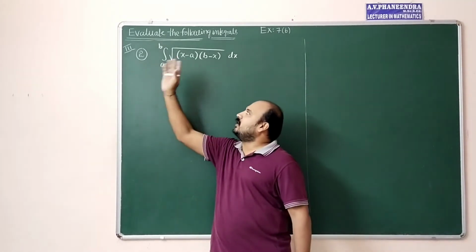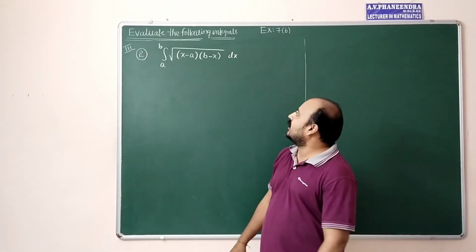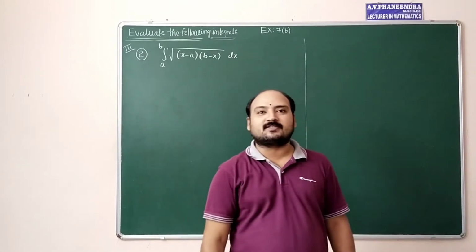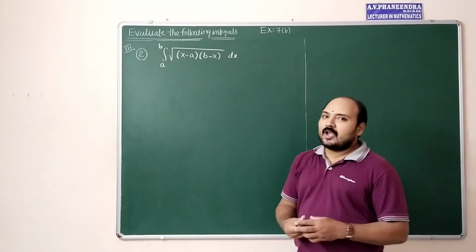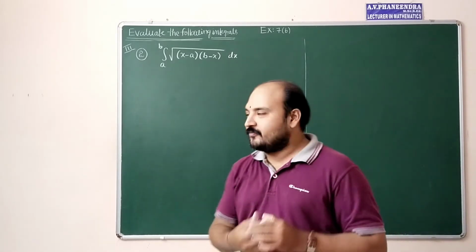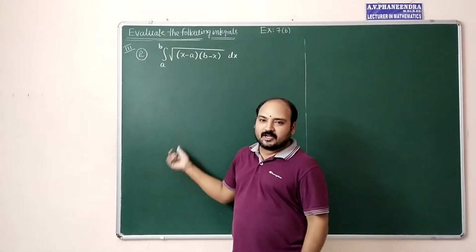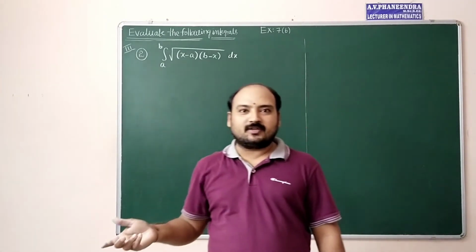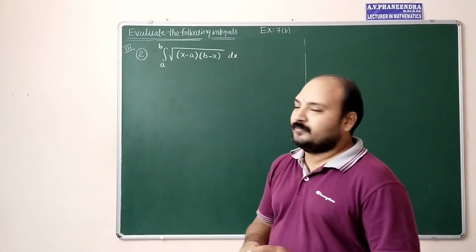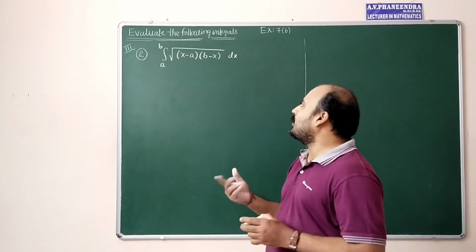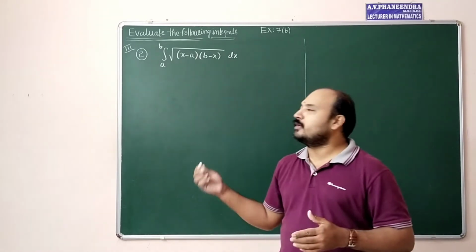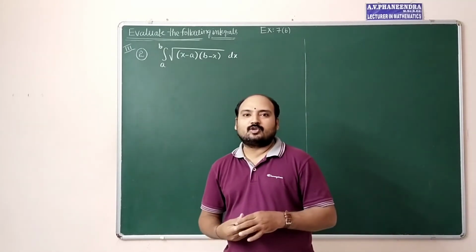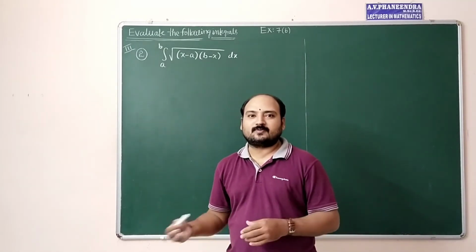Integral a to b square root of (x minus a) into (b minus x) dx. Evaluate this question. To evaluate these types of problems, whether this value is in the denominator or in the numerator, we have two methods. One method I am going to introduce here, and the second method, if it is possible, I will explain that also.